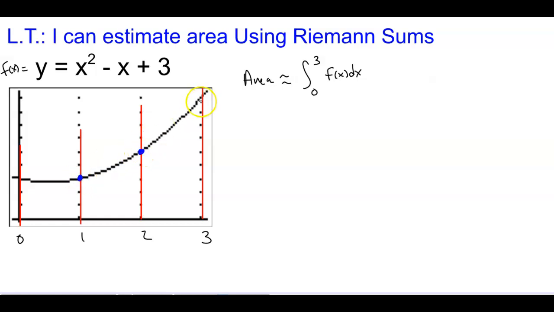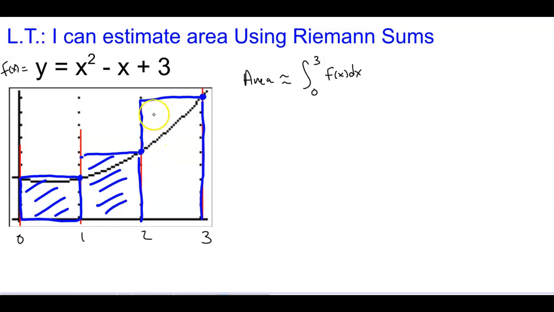If I look at the outputs at 1, 2, and 3, and draw a line here, pretend it's a nice straight line, I can use the rectangle formed between 0 and 1, the rectangle formed between 1 and 2, and then the rectangle formed between 2 and 3. Notice if I find the area underneath that curve, that's the sum of those 3 rectangles added together.